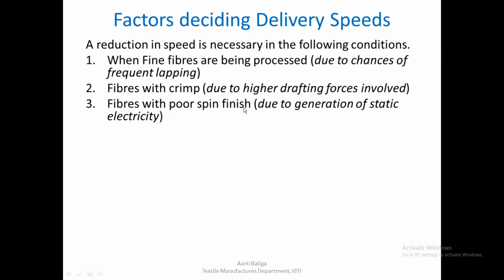Fibers with poor spin finish also. Spin finish, as we have mentioned in one of the lectures earlier, is a lubricant which helps in case of fibers which do not have a natural wax on the surface. In such cases, we need to apply spin finish to reduce the friction. If the spin finishing process is not done properly, you tend to generate a lot of static electricity, and because of this there will be a lot of disturbance in the drafting zone. So to compensate for that, you will have to reduce the delivery speeds accordingly.